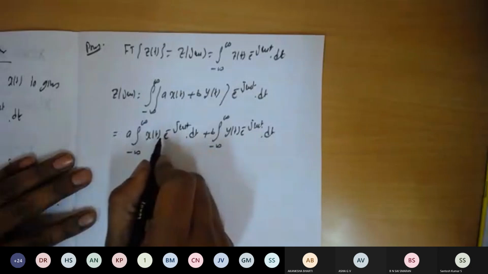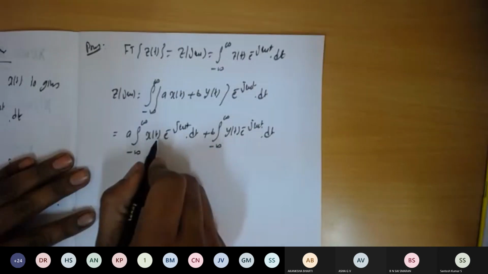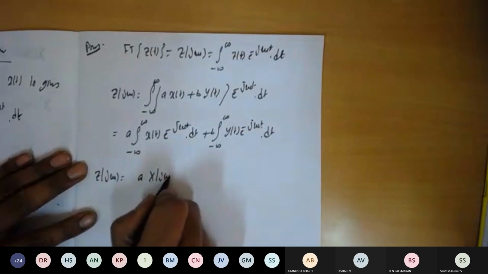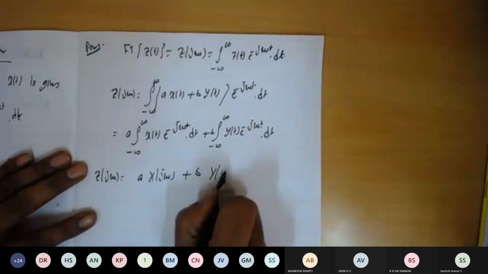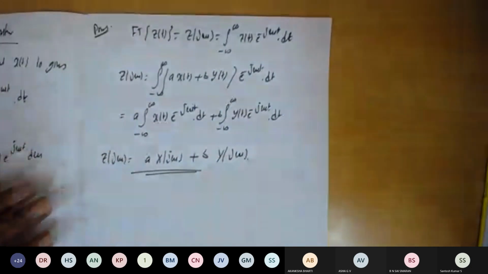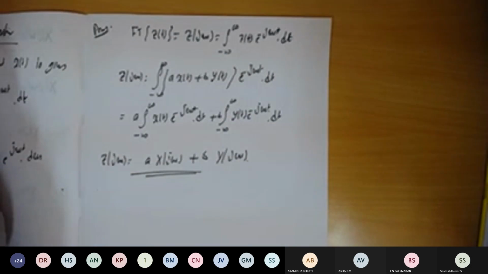Now this is nothing but x of j omega, and this is nothing but y of j omega. So we'll get z of j omega is equal to a into x of j omega plus b into y of j omega. So this is the linearity property, which is the simplest one among all the properties.